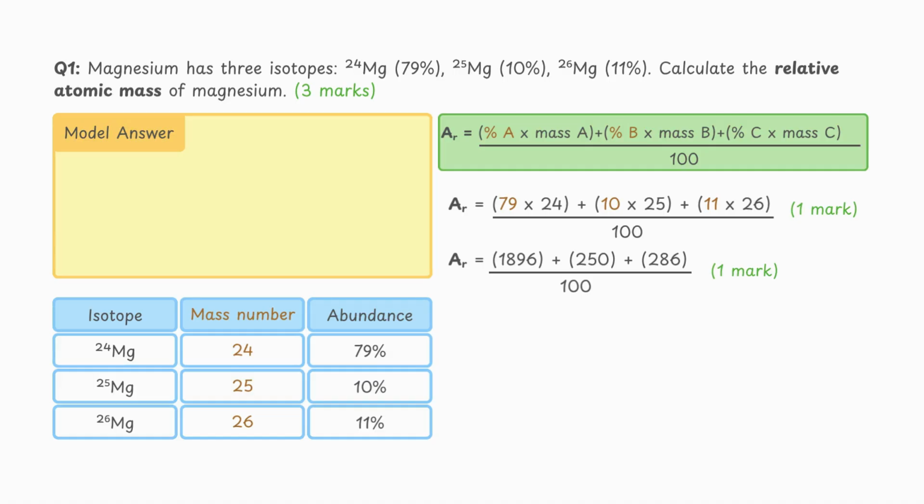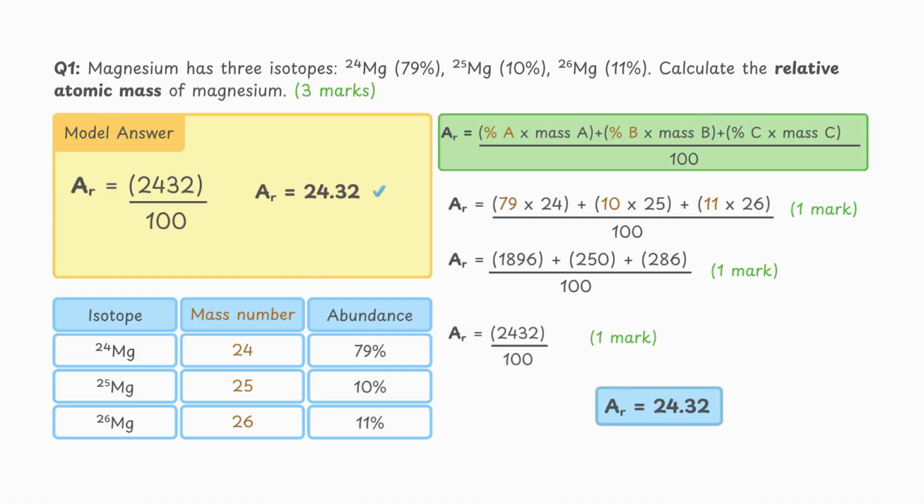Next, add them together. 1,896 plus 250 plus 286 equals 2,432. Finally, divide by 100 equals 24.32. So the relative atomic mass of magnesium is 24.32. Notice again, the answer is not exactly 24, 25, or 26. It is a weighted average, influenced most by magnesium-24 because it has the highest abundance.